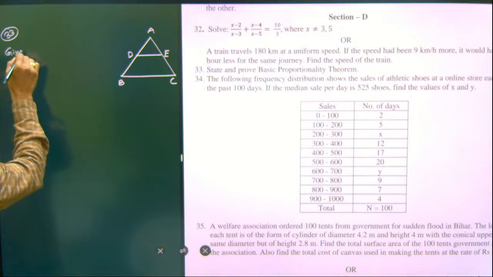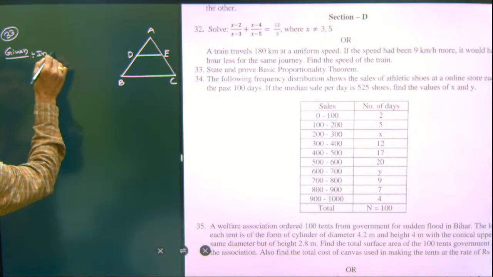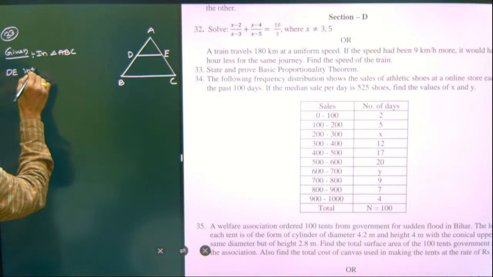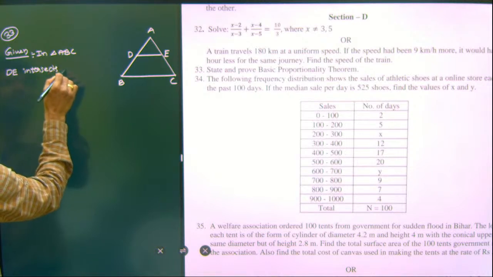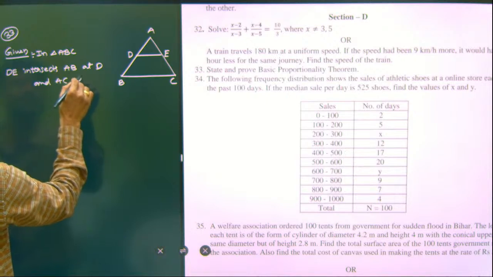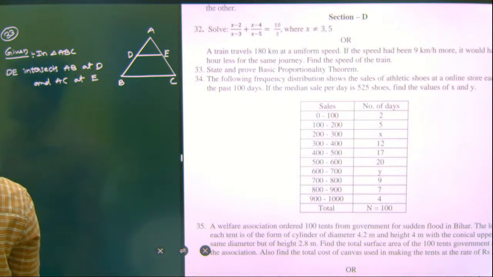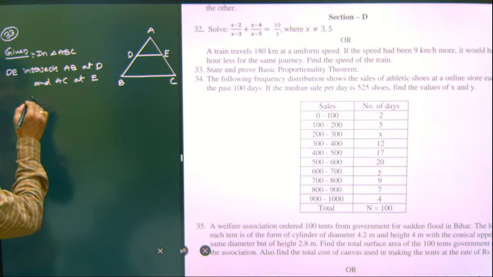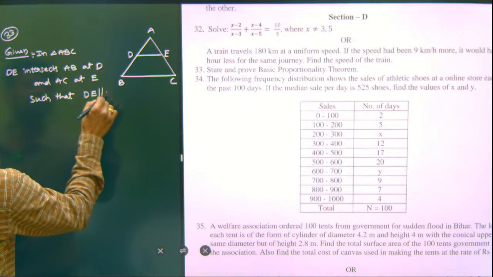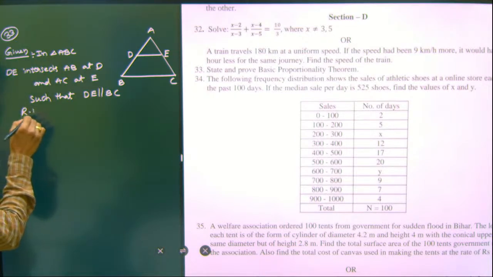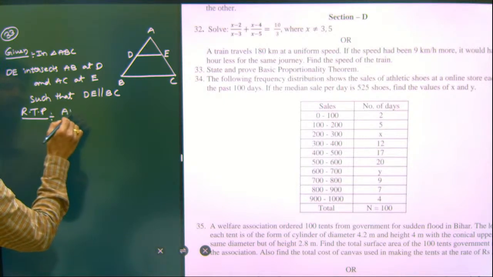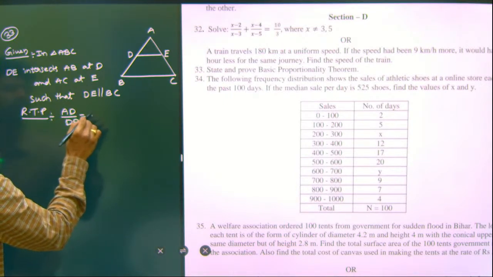Given, what do we have to write? In triangle ABC, DE intersects AB at D and AC at E such that DE is parallel to BC. This is what is given. Then required to prove. What do we have to prove? We have to prove that AD by DB is equal to AE by EC.